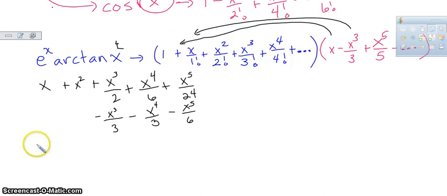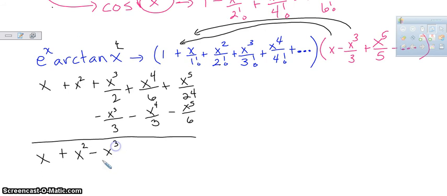Then if I add these together, right now I have x plus x squared minus x cubed over 6. That's just by subtracting those fractions. Minus x to the 4th over, what would that be?